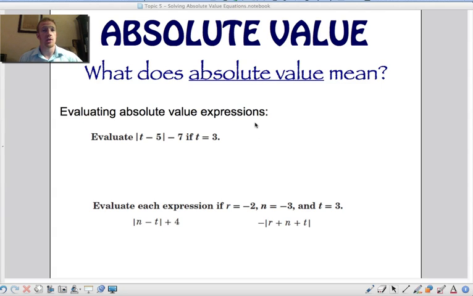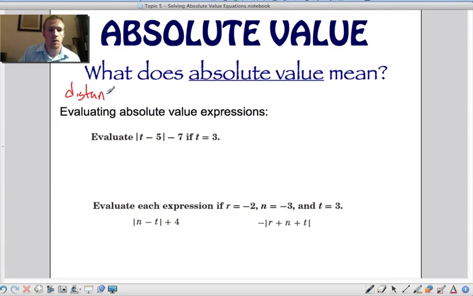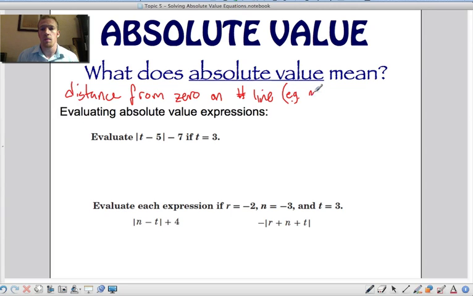Alright, so now we're talking about solving absolute value equations. So first we got to think, what does absolute value really mean? All it really means is it's just the distance from 0 on the number line. So that means basically make the result inside the absolute value positive.